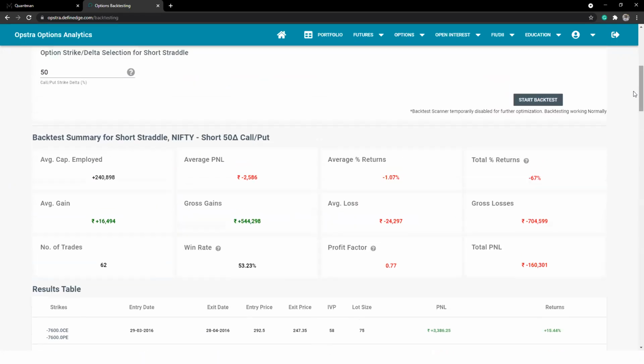So what I can see over here is that the strategy is not yielding any money, but still, win rate-wise, what is the win rate?